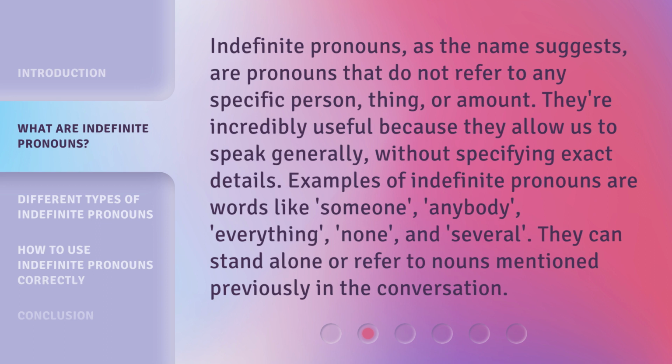Indefinite pronouns, as the name suggests, are pronouns that do not refer to any specific person, thing, or amount. They're incredibly useful because they allow us to speak generally, without specifying exact details. Examples of indefinite pronouns are words like someone, anybody, everything, none, and several. They can stand alone or refer to nouns mentioned previously in the conversation.